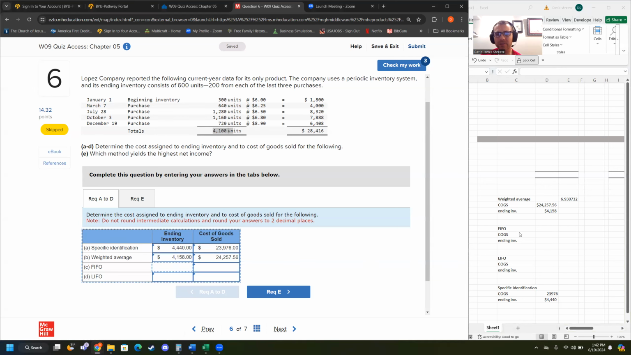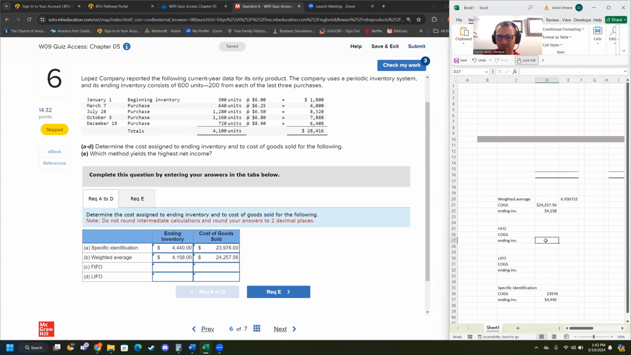All right, these ones take a little more brain power to figure out, I think. So FIFO, first in, first out. Well, that basically means the 600 units we have left over are all right here. This is what we have left over because all of this was sold. So that's actually very easy for our ending inventory.